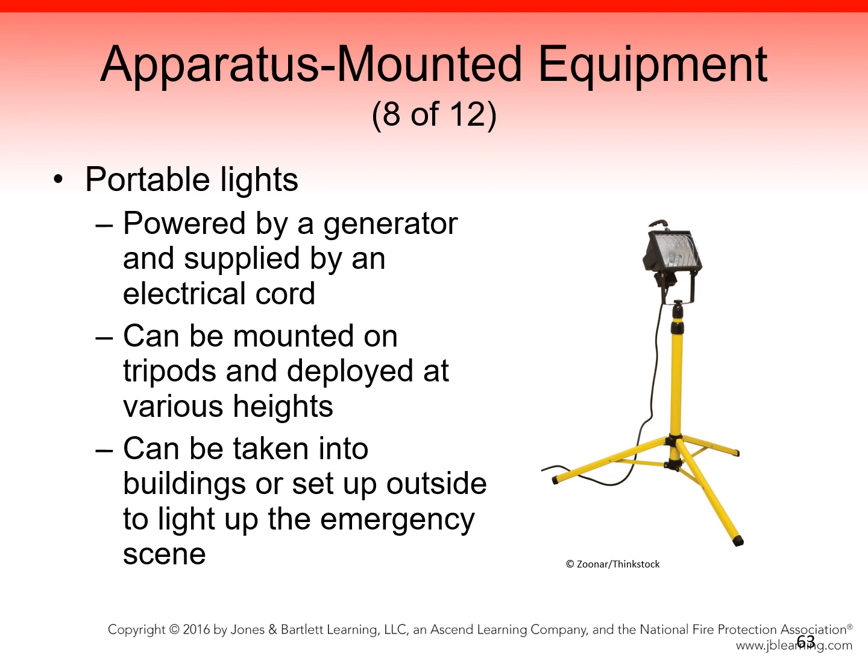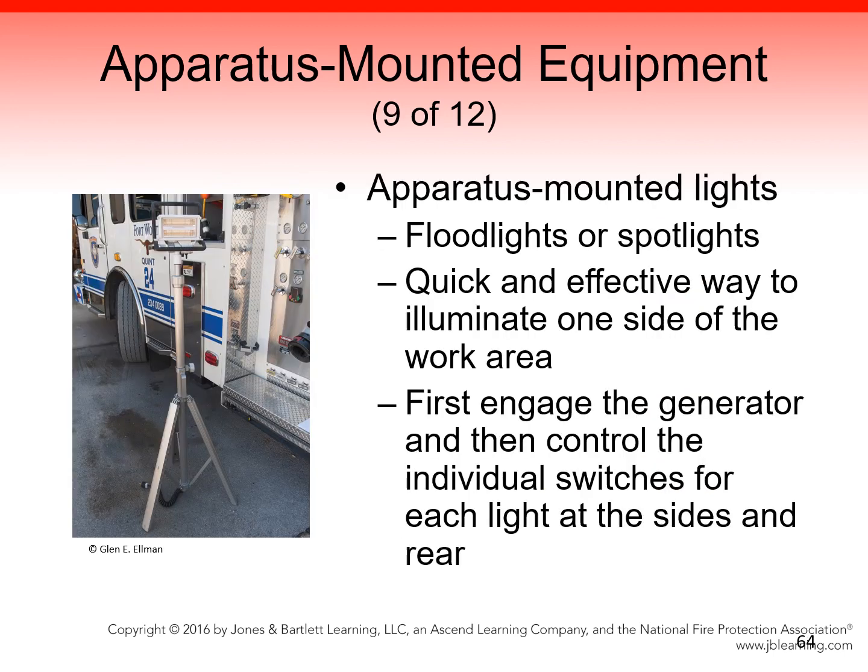Portable lights. Powered by a generator and supplied by an electrical cord. Some are mounted on tripods and can be deployed at various heights. Can be taken into buildings to illuminate the interior or set up outside to light up emergency scenes. Usually range from 300 to 1,500 watts. Can use several types of bulbs, including quartz and halogen bulbs.